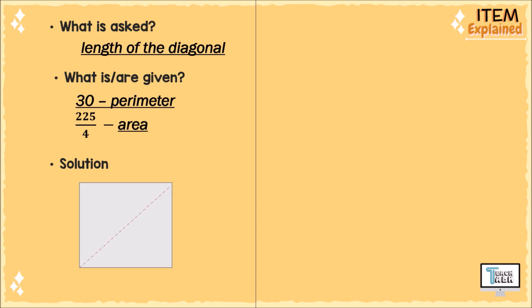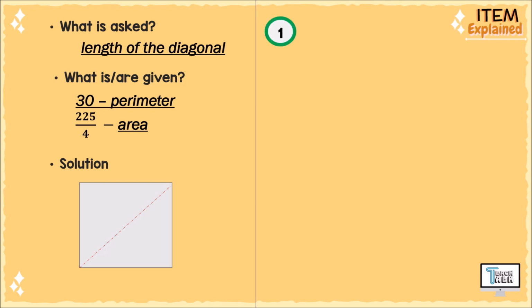To find the value of the diagonal, first, kailangan nating mahanap ang value ng sides ng square. We have two ways kung paano mahanap ang value ng sides. Pwede natin gamitin ang formula para sa perimeter o ang formula para sa area.